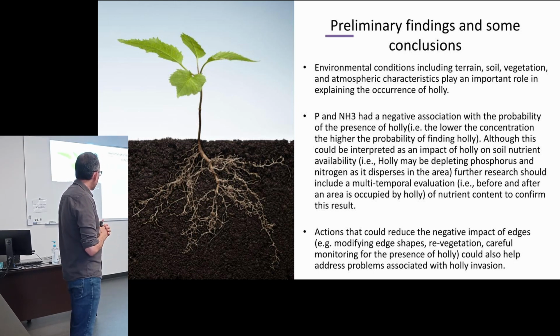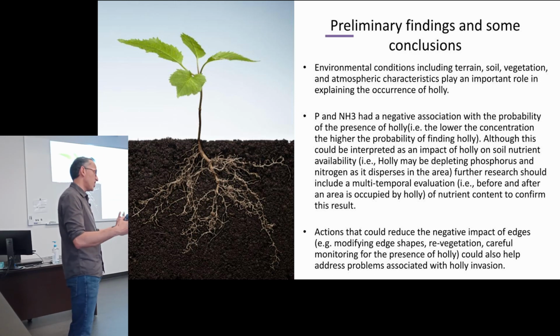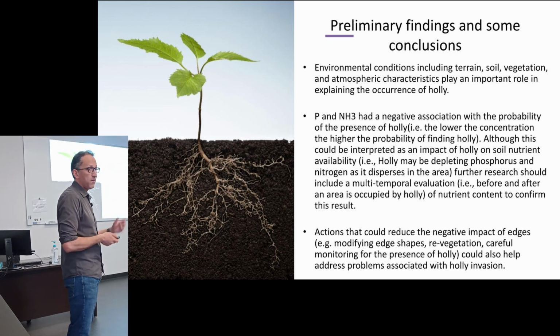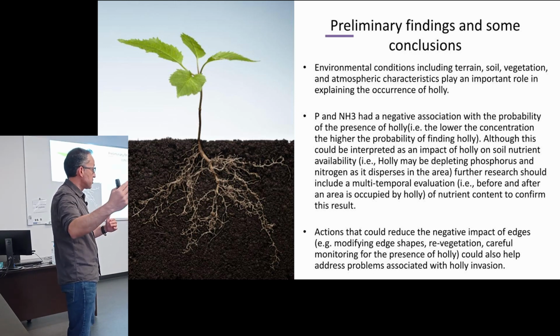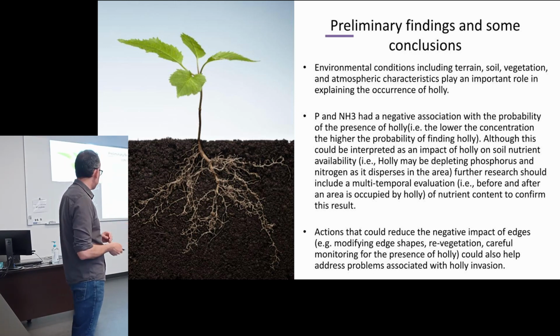Phosphorus and ammonia have a negative association with the probability of finding holly. So that means holly has some effect on nutrient availability in the soils, but we need to do further research and probably have some kind of multi-temporal evaluation of soil nutrients to see how they are changing over time with the presence of holly, which is something we didn't do, right? This was just a one-time collection effort, so we don't have a sense of how these nutrients have changed over time with the presence of holly.